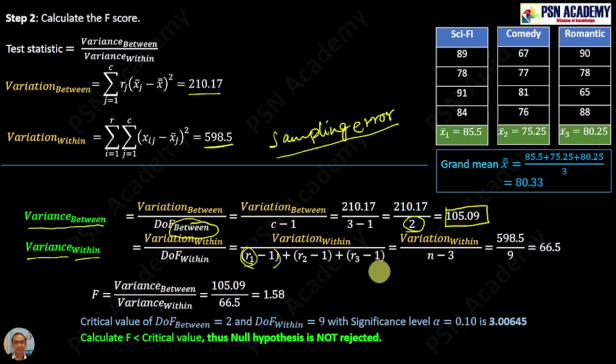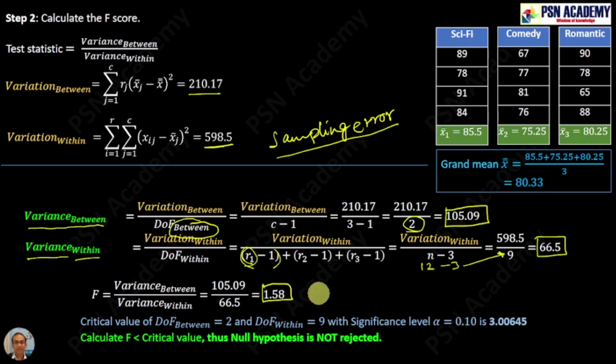Now you add these 3 and you will get n minus 3, because n is your total sample size, and this R1 plus R2 plus R3 will give you 12. And minus 1 minus 1 minus 1 will give you minus 3, and ultimately this will give you 9. So you divide the variation you calculated before, that is 598.5, divided by 9, and this will give you 66.5. So you have got the numerator as well as the denominator. It's very simple. You just take the ratio and you will get 1.58, right?